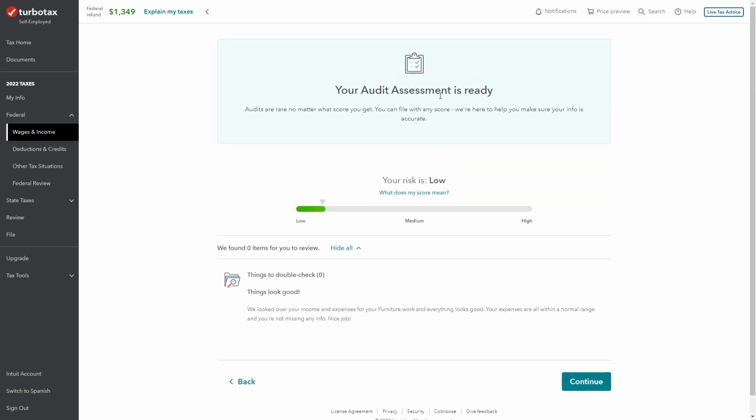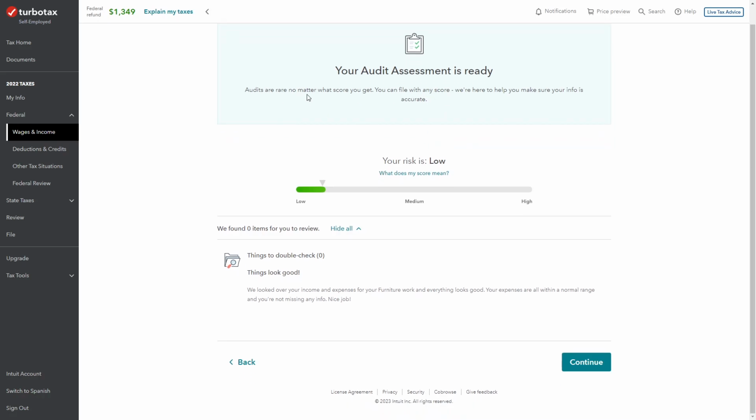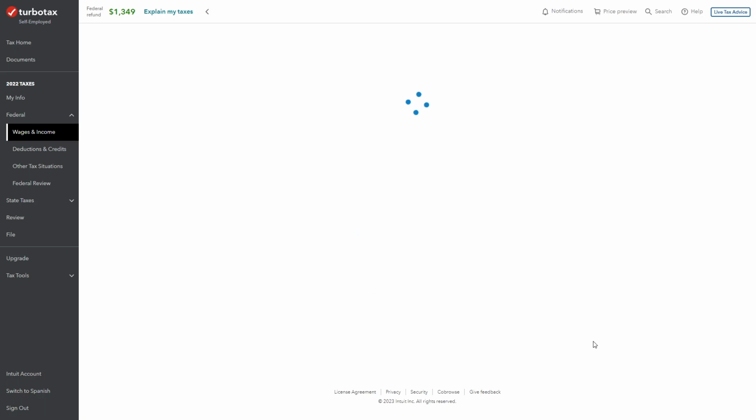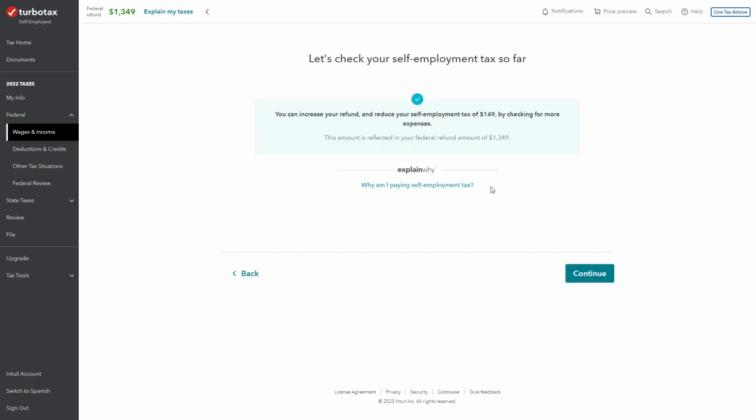Audit assessment. Audits are rare no matter what score you get. That's true, right? You can file with any score. We're here to help make sure your info is accurate. So this is, I suppose, helpful, right? Just kind of TurboTax's assessment as to whether or not our audit risk is high given the information we entered. It's telling us our risk is low. I guess that's good.